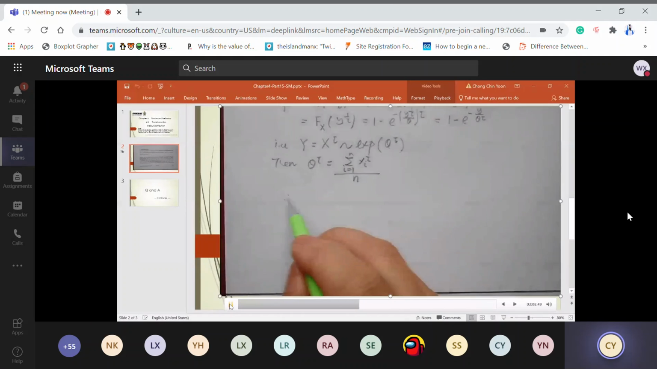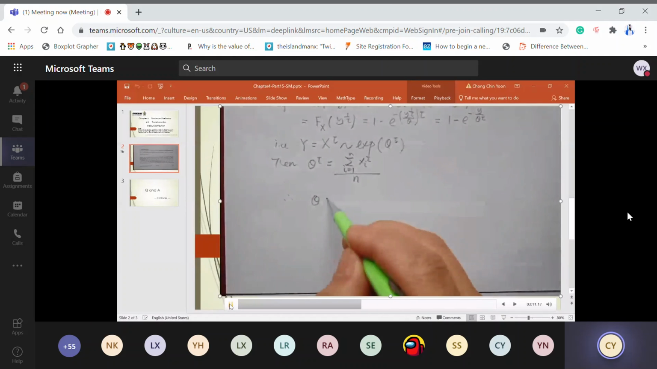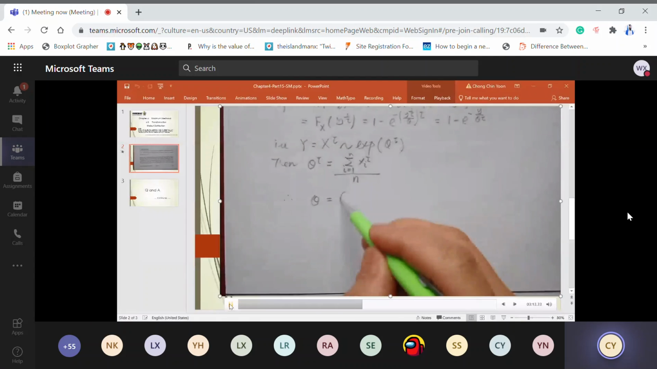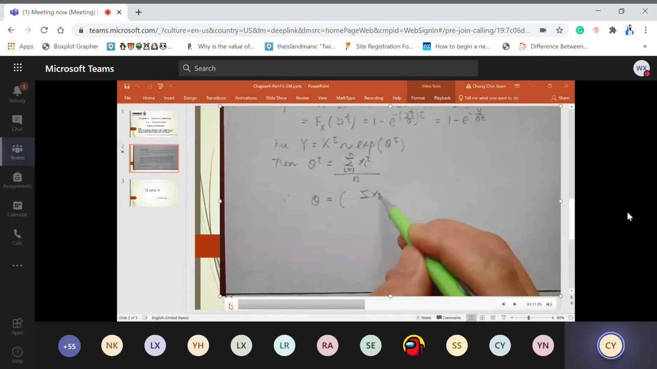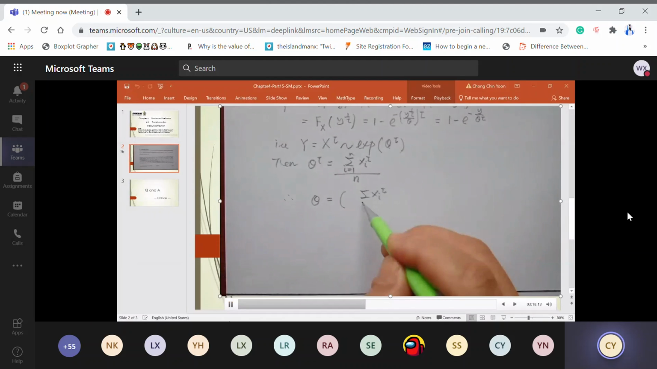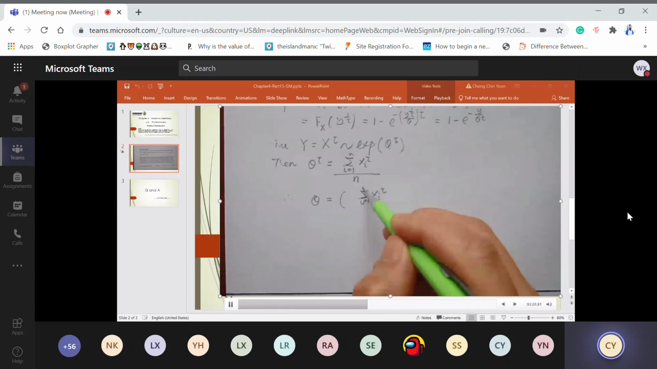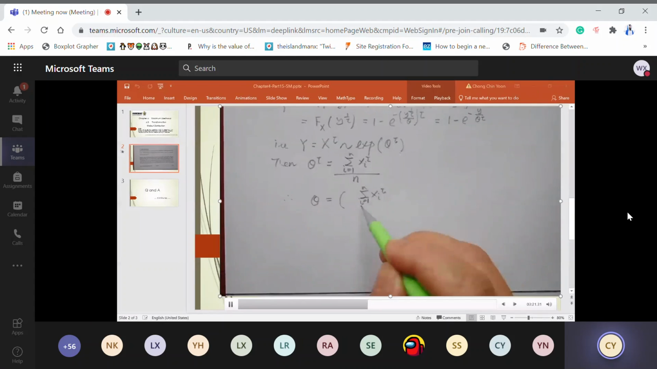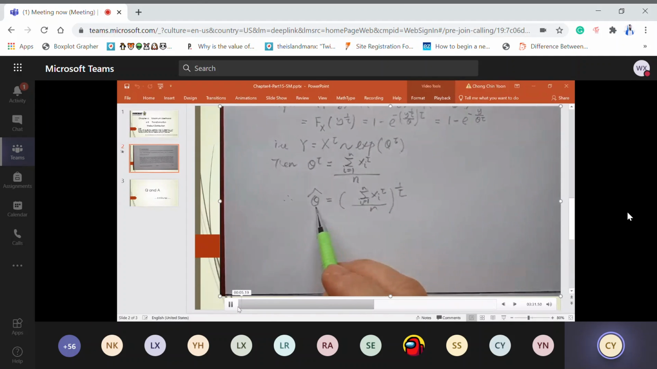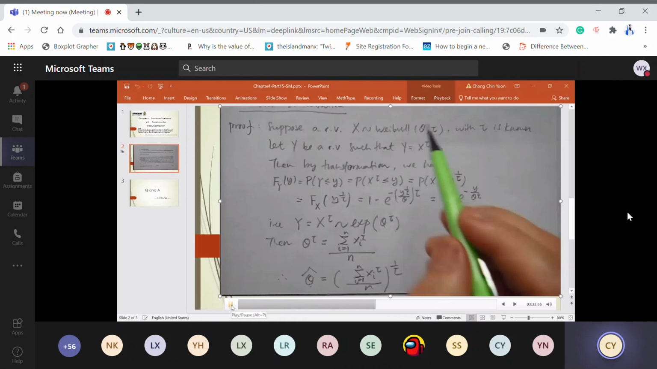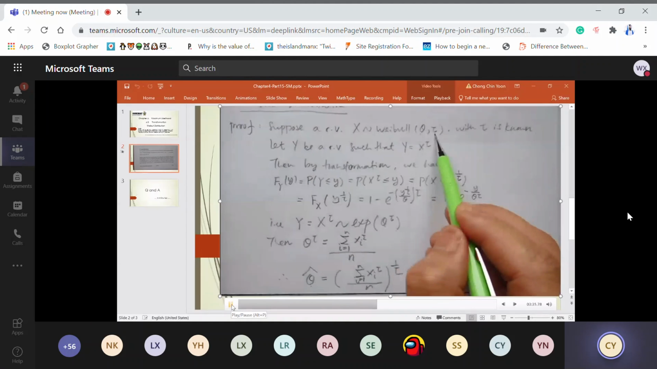So we arrange this, and theta is equal to the summation of xi to the power of tau, i from 1 to n, divided by n, all to the power of 1 over tau. So under MLE, this is the estimate of the parameter theta of the Weibull distribution when tau is fixed.